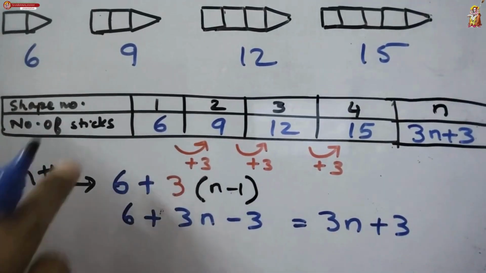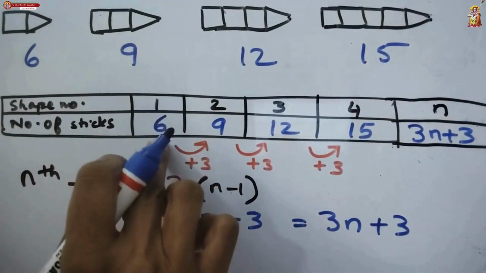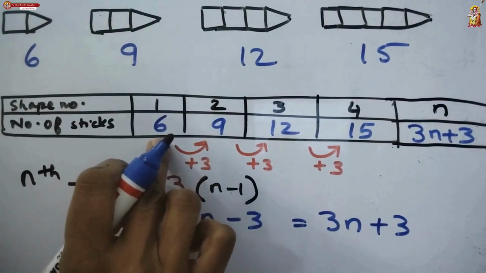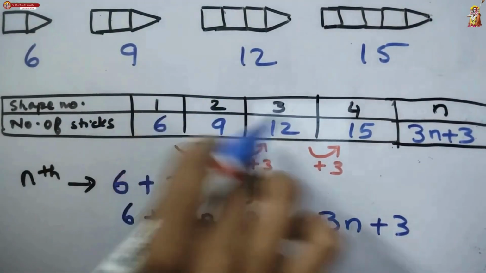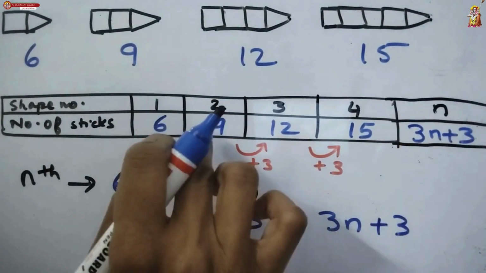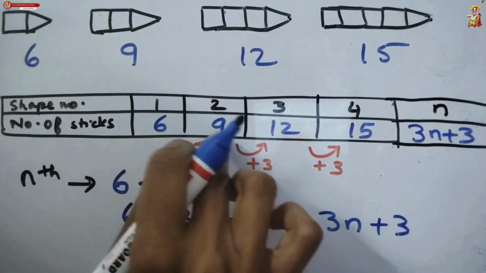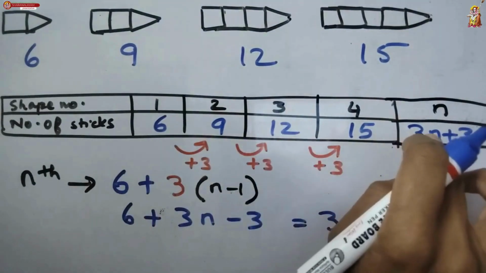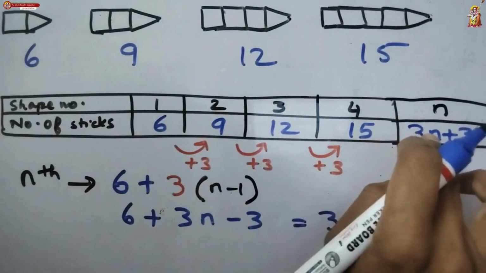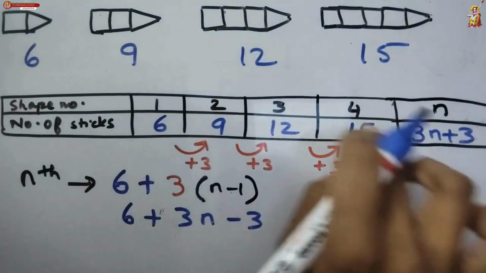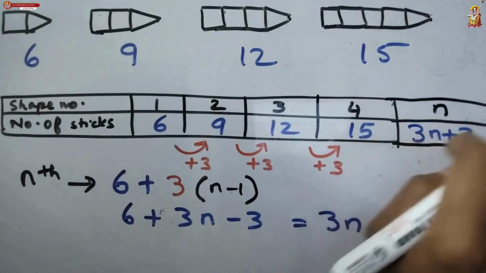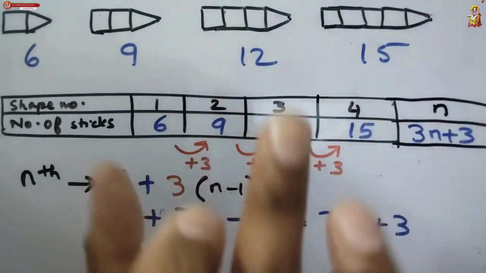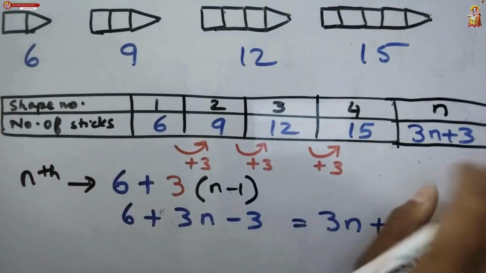You can verify. இப்போ 1க்கு வந்து 3 into 1 plus 3. 3 into 1, 3 plus 3, 6. இது 2க்கு வந்து 3 into 2 plus 3 வரும். 3 into 2, 6 plus 3, 9. அதே மாதிரி 3க்கு 3 into 3 plus 3. So 3 into 3, 9 plus 3, 12. அதே மாதிரி 4க்கு 3 into 4, 12. 12 plus 3, 15. So nth term, nth ஷேப்புக்கு 3n plus 3.